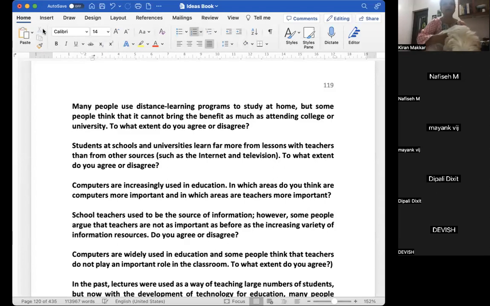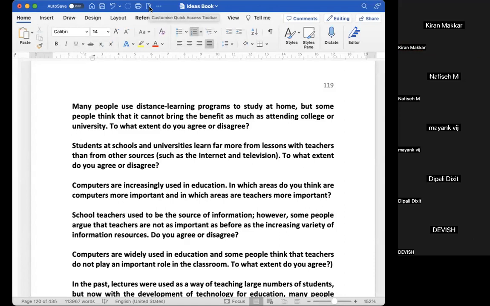These are the essays we are going to do now. Many people use distance learning programs to study at home, but some people think that it cannot bring the same benefit as attending college or university. So this essay is about attending college or university versus having distance learning programs, or going for online classes or something like that.